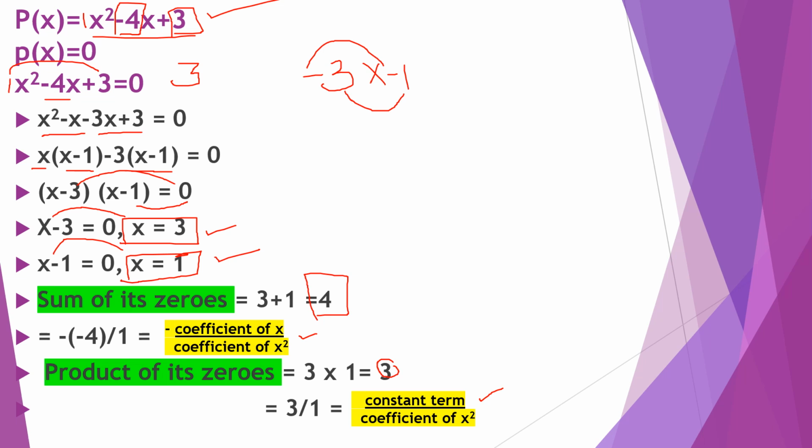So in this class we saw, with the quadratic equation, how to find the zeros of the quadratic polynomial, as well as its sum of zeros and its product of zeros.